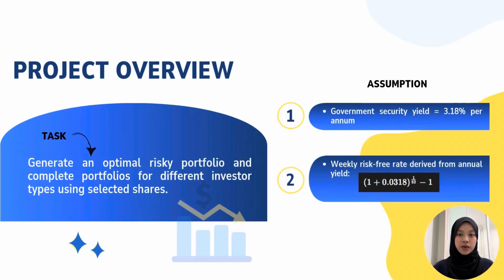For this project, we are given a task to generate an optimal risky portfolio and complete portfolios for different investor types using selected shares. Let's begin with the assumption for this project. First, we are using a government security yield which is equal to 3.18% per annum. We also derive the weekly risk-free based on the annual yield as shown in the equation on the slide.